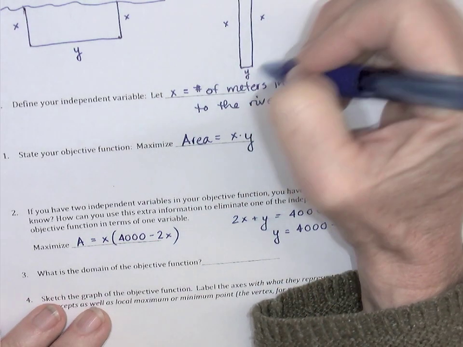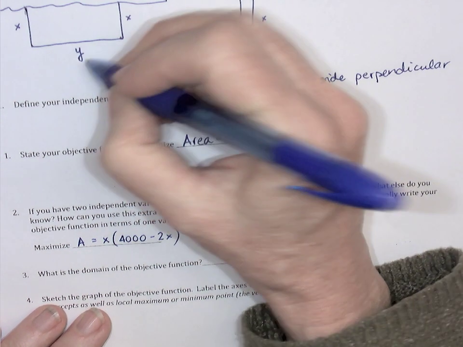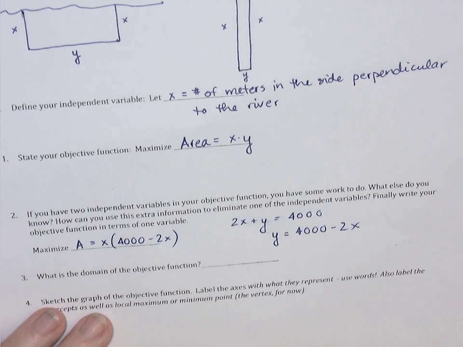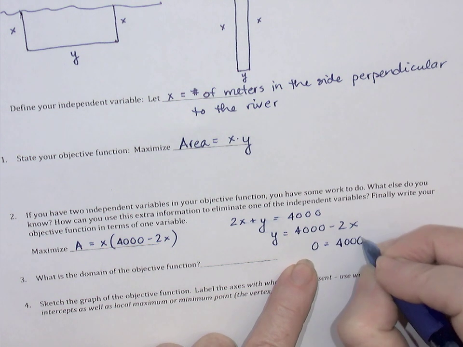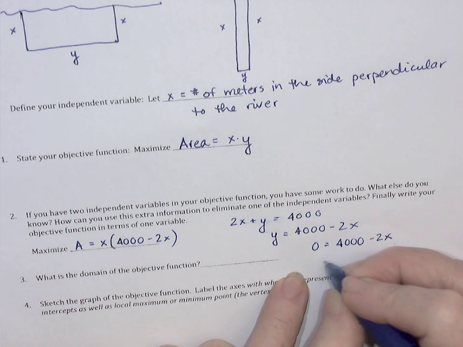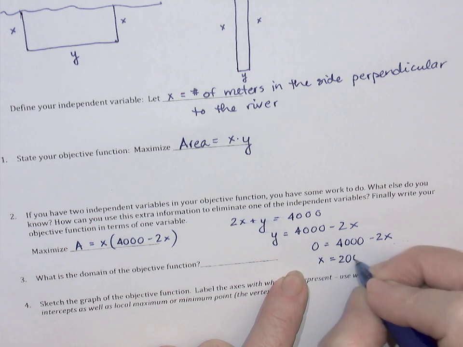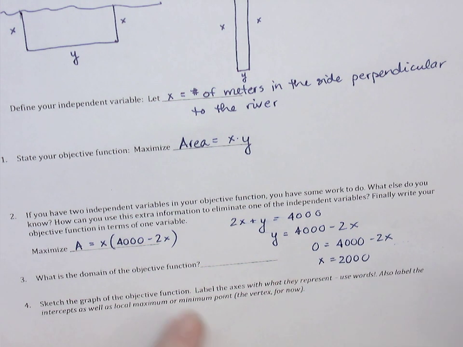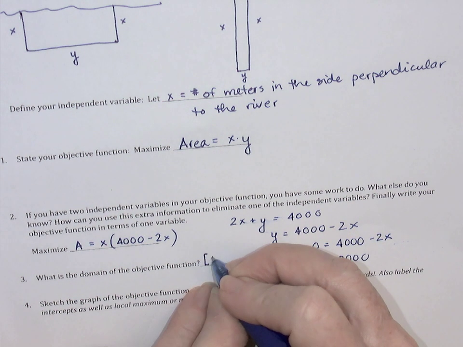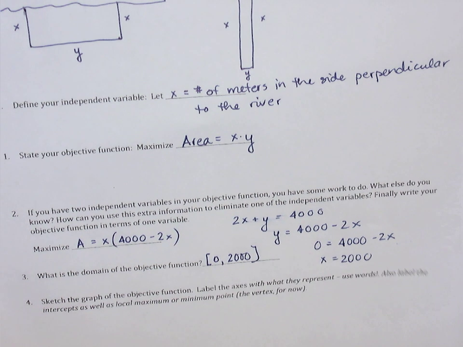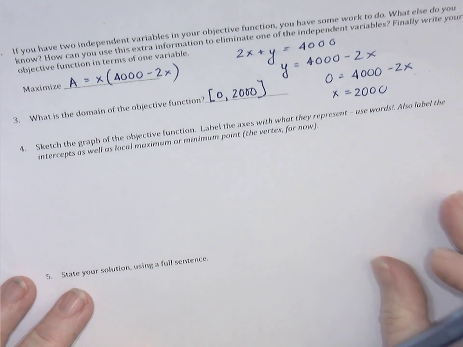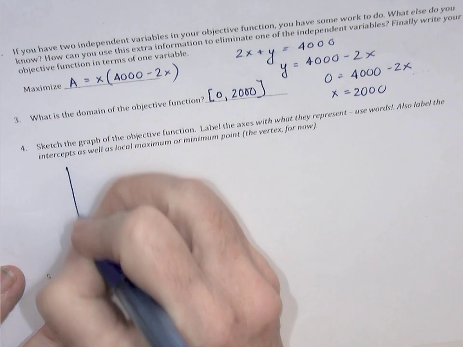And when they ask for the domain, here's what I'm going to say. x could be as long as we want, but we know that y can't be 0 and x can't be 0. If y was 0, that would mean x would have to be 2,000. So let's take any x value between 0 and 2,000. And that's handy because now we need to sketch a graph of the objective function.